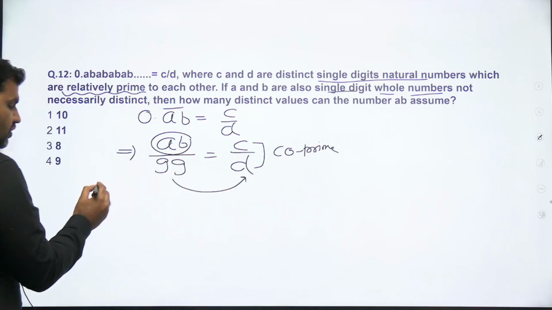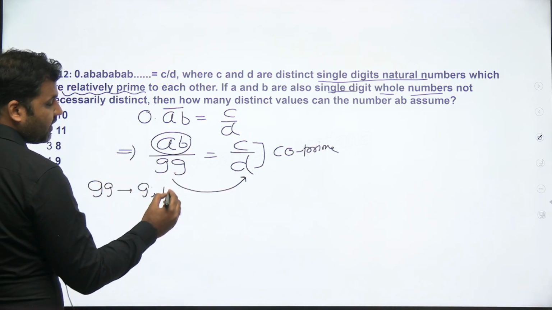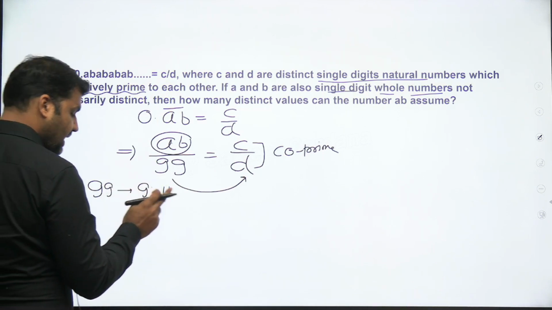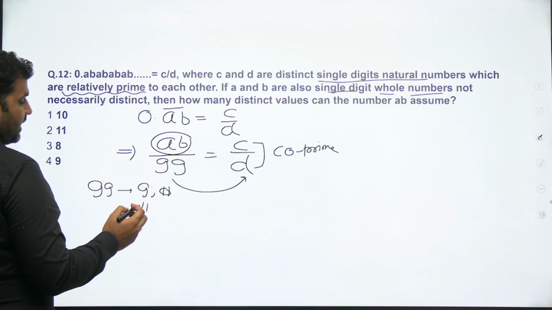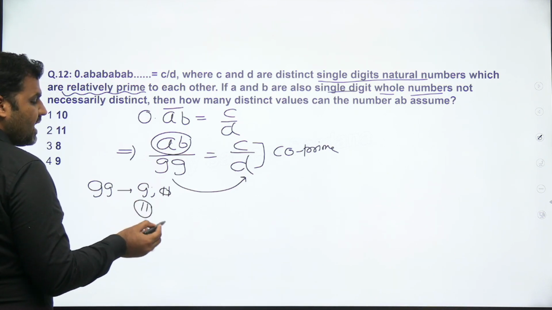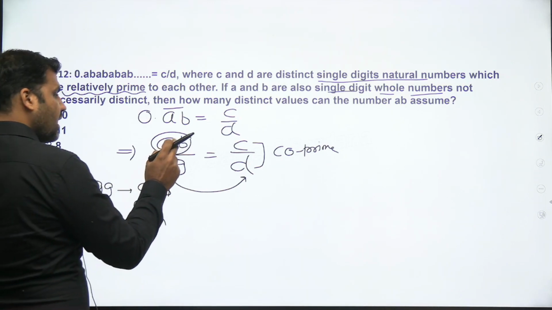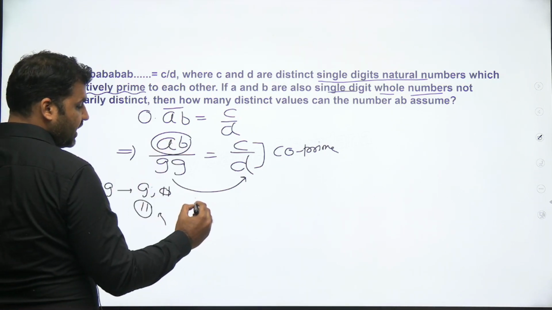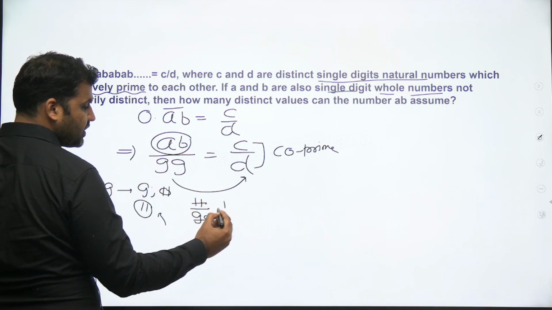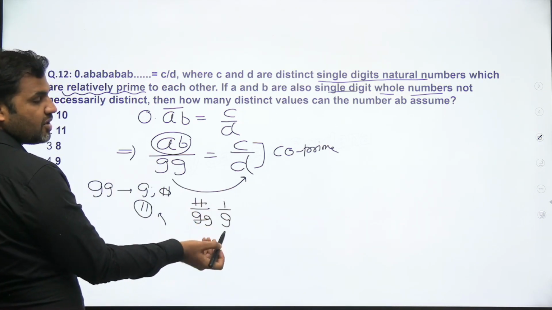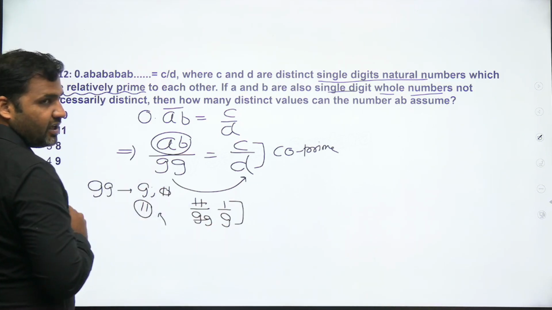Now, what are the factors of 99 that comes to your mind? 99 के factors हैं 9 और 11. Right, 9 हो गया, factor हो गया, 11 factor हो गया, right? और 11 का कोई भी multiple भी इसको single digit में लेके जाएगा. Can you see this, guys? अगर मैं AB का value 11 put करता हूँ, 11 upon 99, so the number will become C upon D का value 1 upon 9 बनेगा. क्या ये आपस में co-prime है? Yes. तो AB का value 11 हो सकता है.